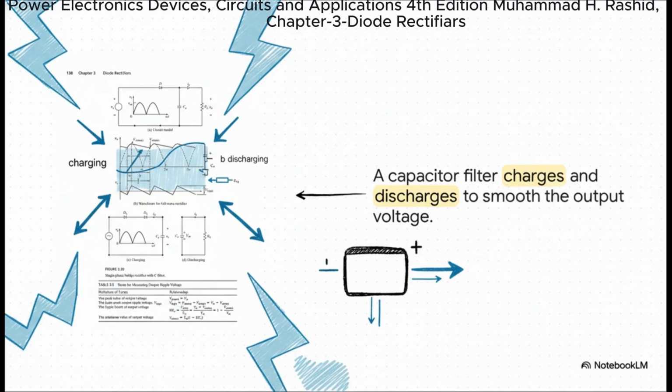Then, as the rectified voltage starts to dip down, the capacitor takes over. It acts like a little temporary battery, slowly feeding power to the load. It beautifully fills in those valleys, turning a really bumpy ride into a much smoother one.